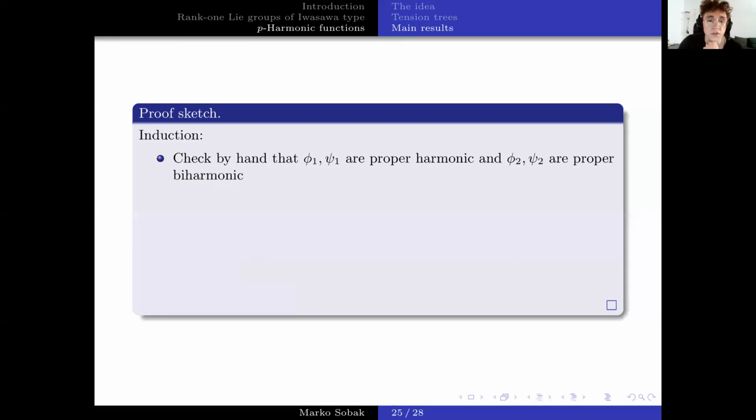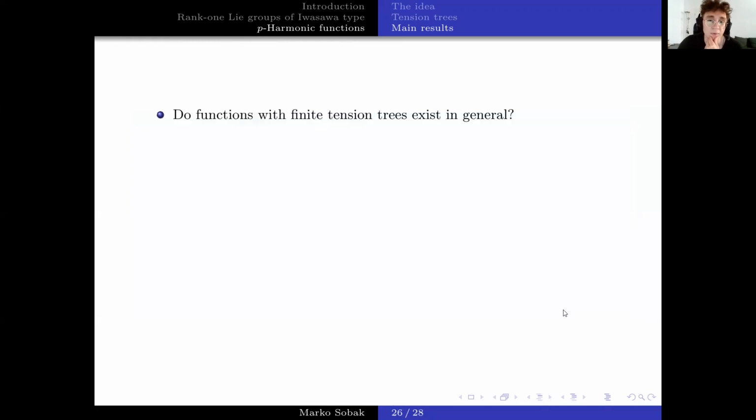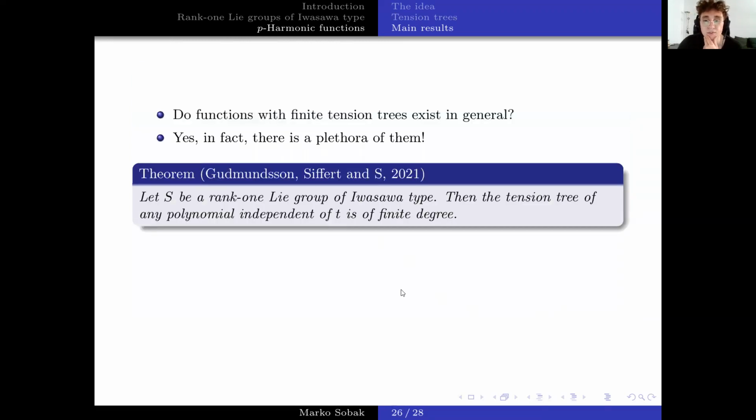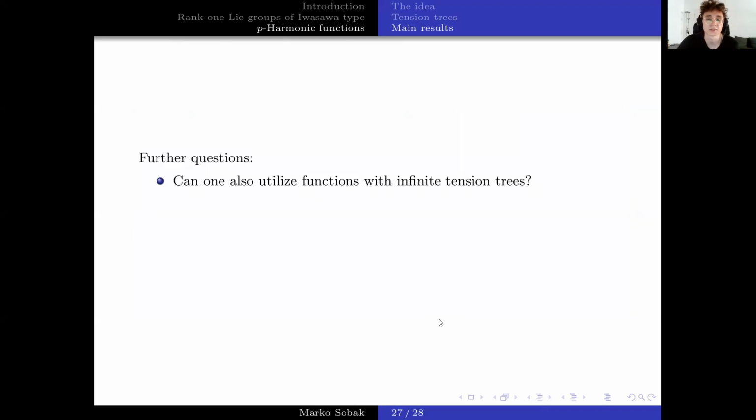Because if I go back to the result, one could imagine, what happens if I let R go to infinity? Does this sum still converge? Is it still well defined? Does this whole thing still define a proper p-harmonic function? So this could still work, but because we managed to get so many examples of tangent trees of finite degree with these polynomials, we decided that we wouldn't really look into this. But it's a natural thing to ask, of course.